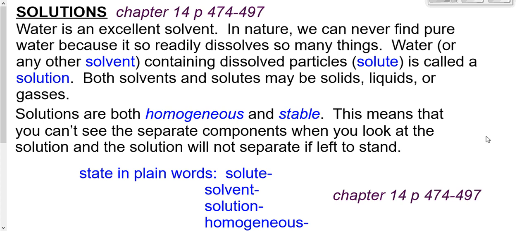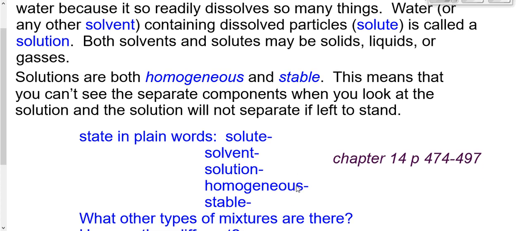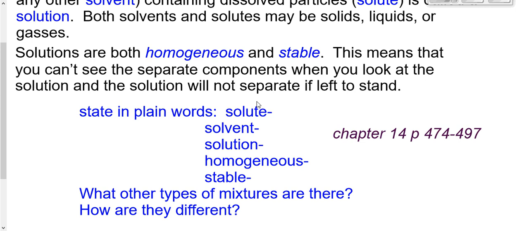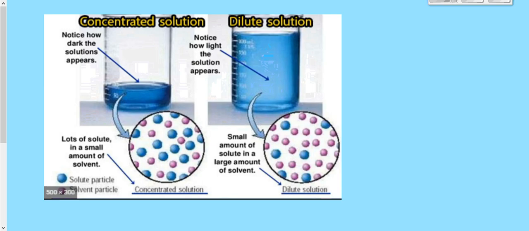After today's lesson, I want you to go to your textbook and in chapter 14, see if you can write in your own words, because it's much easier for you to remember that way, the meanings of solute, solvent, solution, homogeneous, and stable. I also want you to look at other kinds of mixtures that can form and how they're different. I want us to remember that these are all mixtures. We're not actually having chemical compounds form when we make a solution. Dissolving is a physical process.